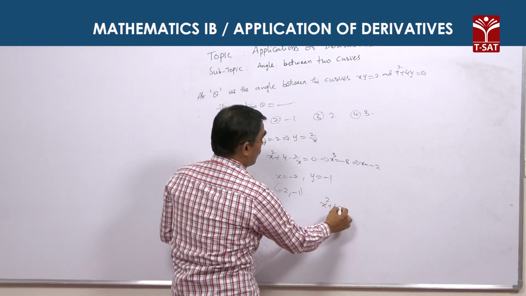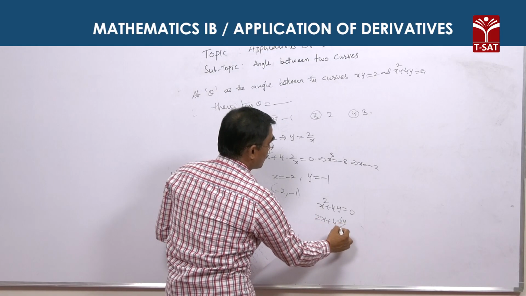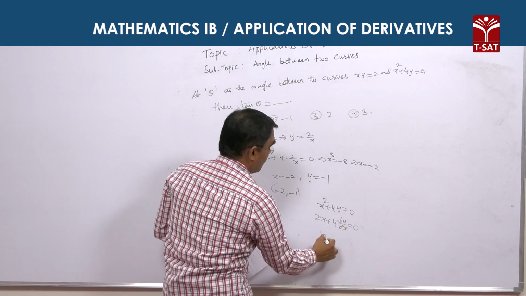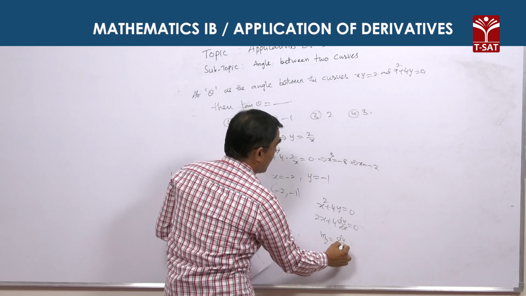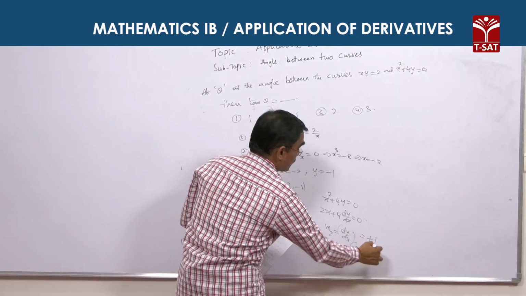x square plus 4y is equal to 0, right. 2x plus 4 into dy by dx is equal to 0. The slope of the second curve, dy by dx at minus 2 comma minus 1, is equal to plus 1, right.